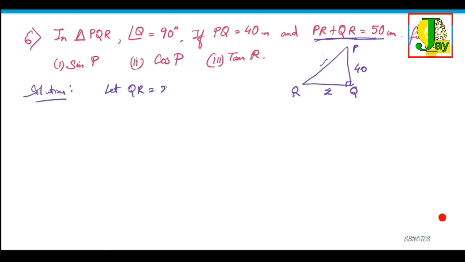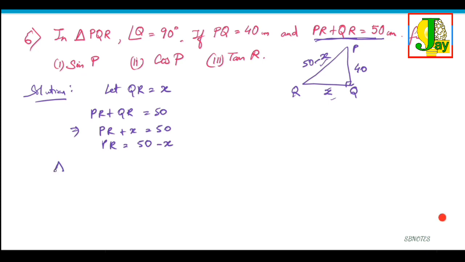Let QR equal x. Now we know that PR plus QR is 50 centimeters. So that implies PR plus x equals 50, and PR equals 50 minus x. So if this one is x, this one is 50 minus x. Now we can use the Pythagoras theorem to find x and then solve for the given ratios. So let's solve for x first.